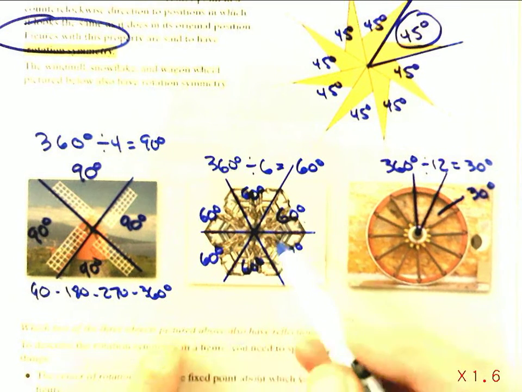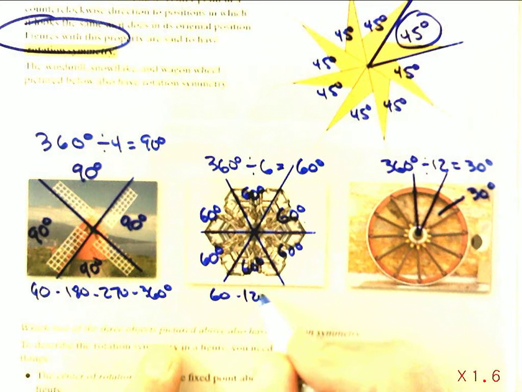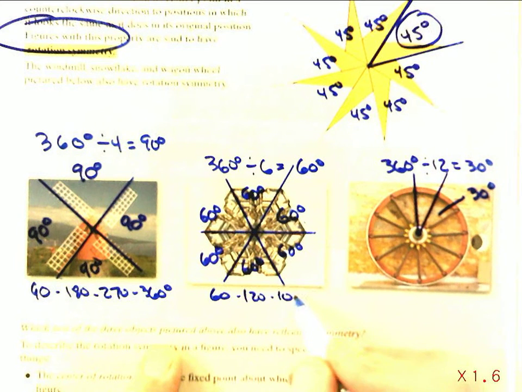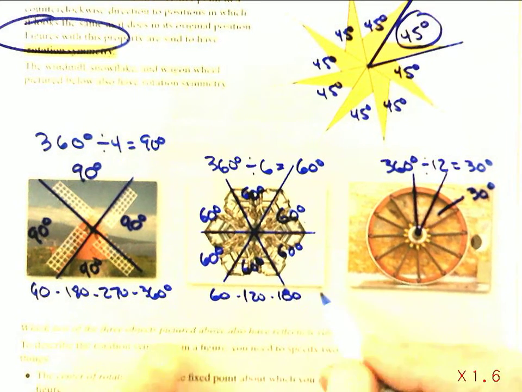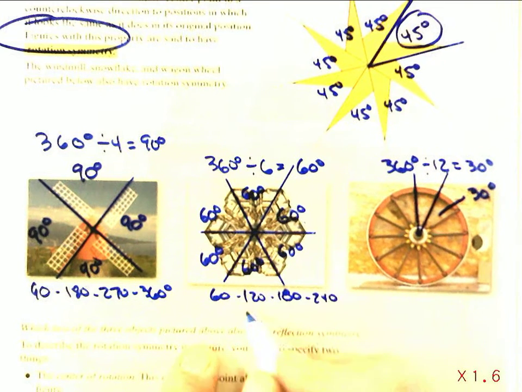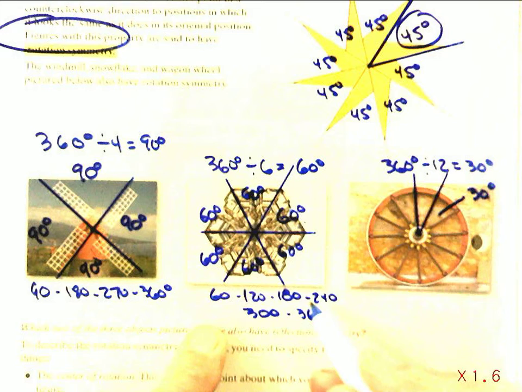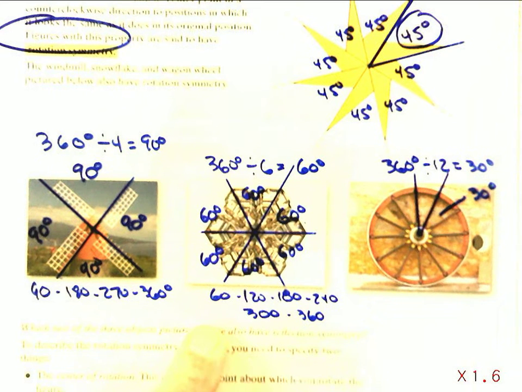And again, with these, there's a whole bunch: 60, 120, 180, 240, 300, and 360 degrees. All of those angle measures, any of those rotations of any of those degrees will bring this back to the original that we see here.